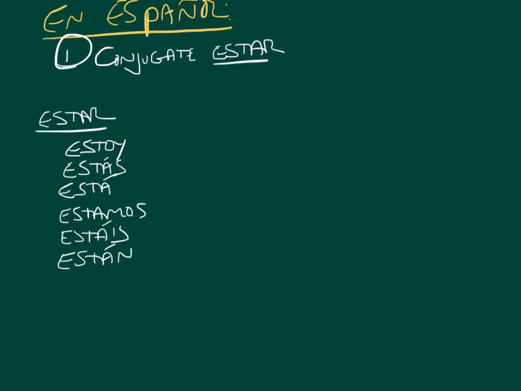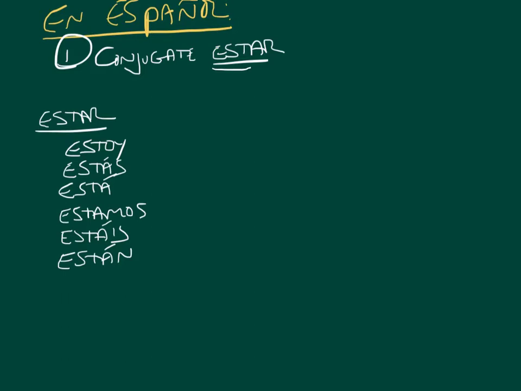Okay, so now when we do this in Spanish, very, very simple. All we're going to do is conjugate the verb to be. In this case, we're going to use estar instead of ser. We're going to use estar, and that's because it's a temporary state. It's a temporary ongoing action, and for those we use estar. So we're going to conjugate estar.